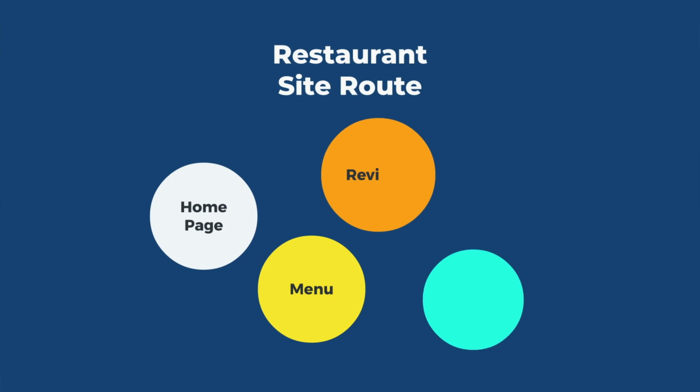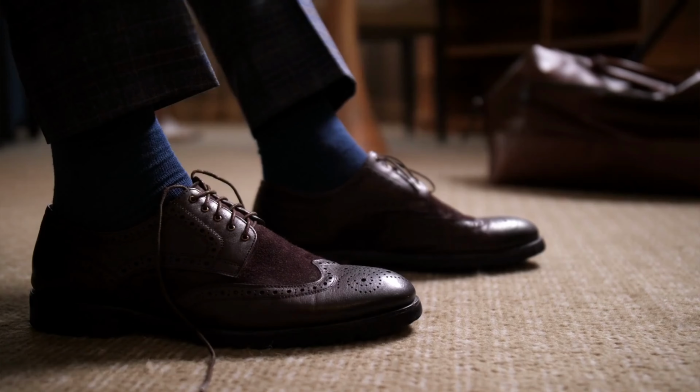Some site routes might be even shorter. A restaurant's route could be home, menu, reviews, order. Or an e-commerce website might be even shorter than that, like home and shop. Put yourself in your customer's shoes and think about the types of pages that you would want to see before you bought your product or service.